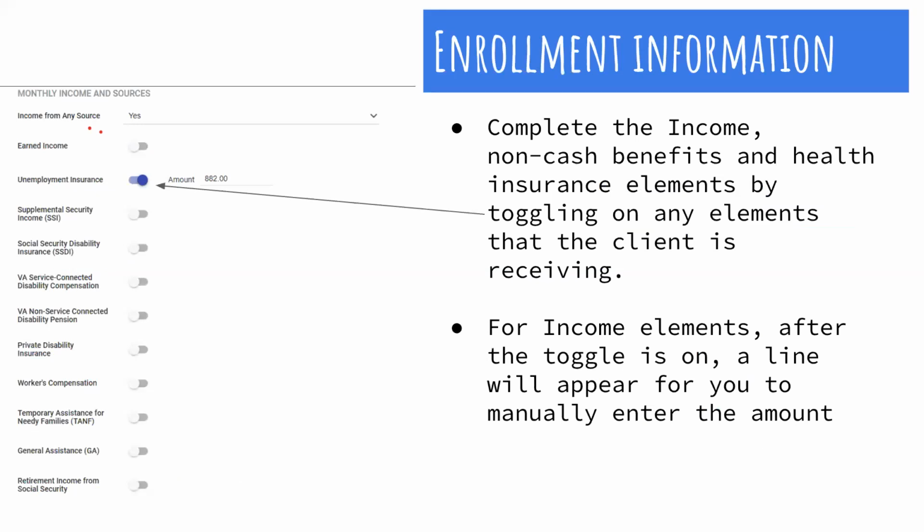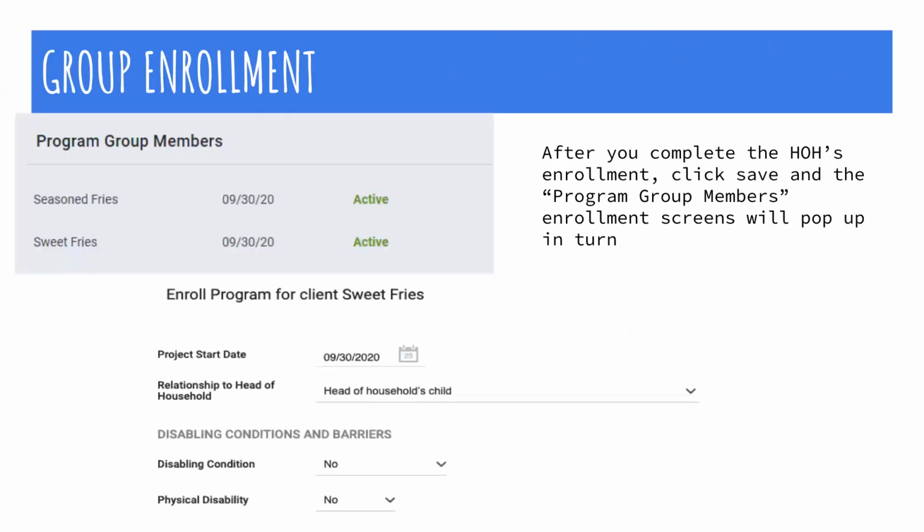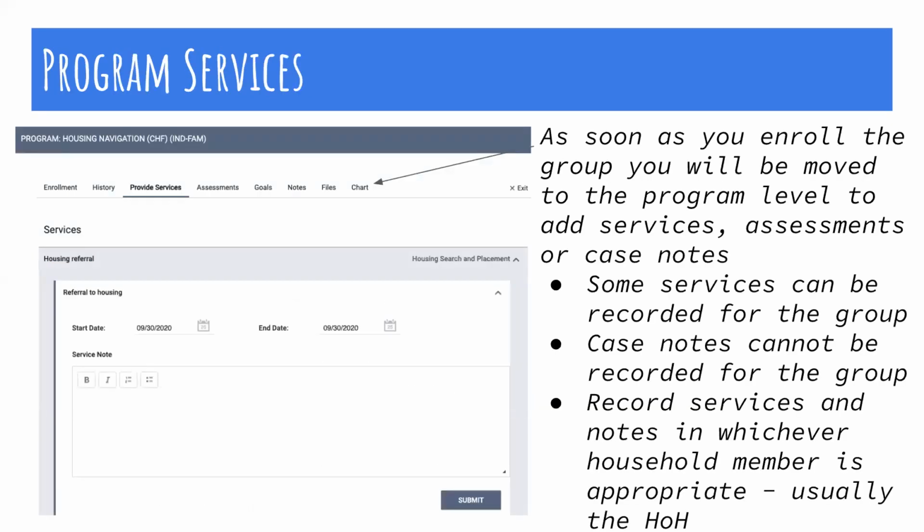Again, you want to complete the non-cash information and health insurance as well. If there is nothing to fill out there, the line will not appear. So if it doesn't appear, it's because you didn't select it to be yes. After you complete the household enrollment, it's going to pop you back up to the rest of the members in the program. So it's just that repetition for however many members you have.